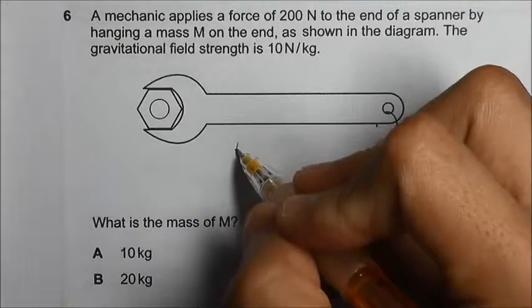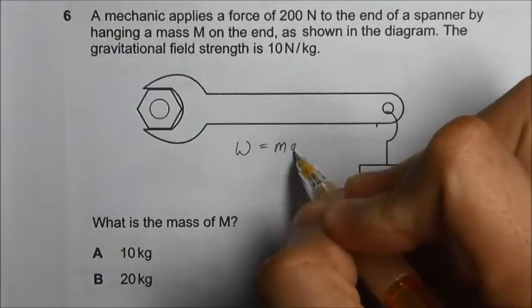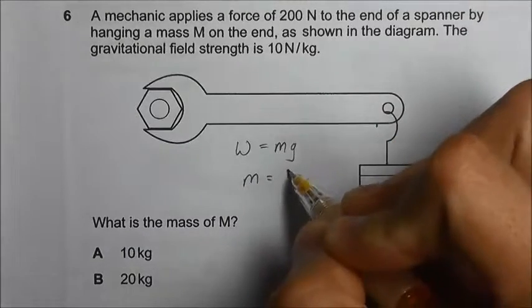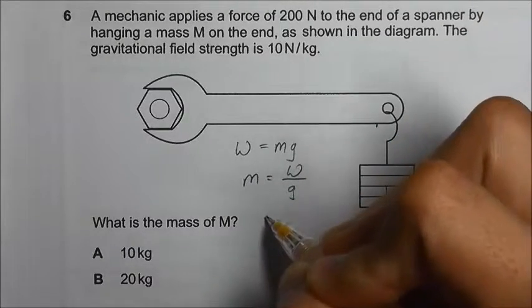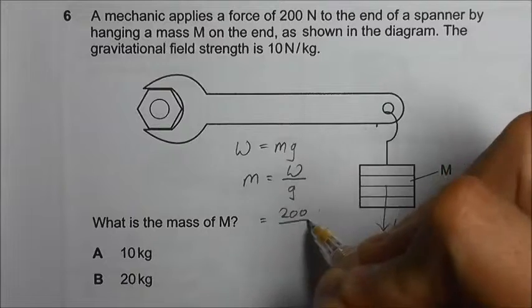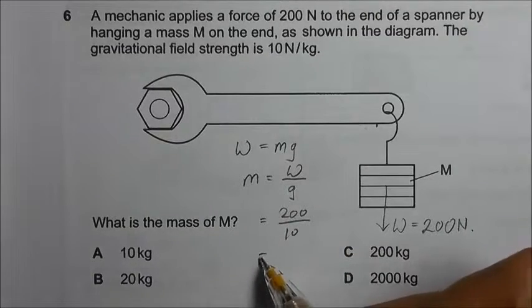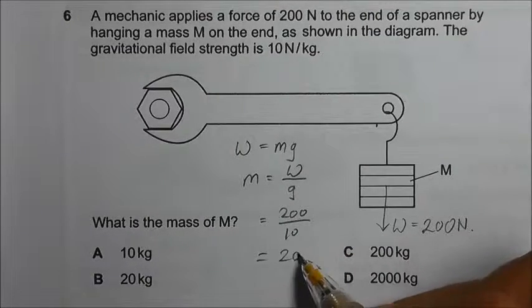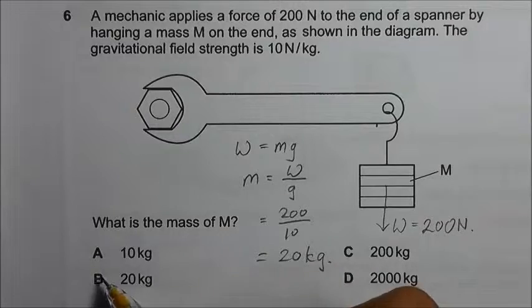By using the formula, W is equal to mg, M is just the weight divided by the gravitational field strength. That will be 200 divided by 10. We will get 20 kg.